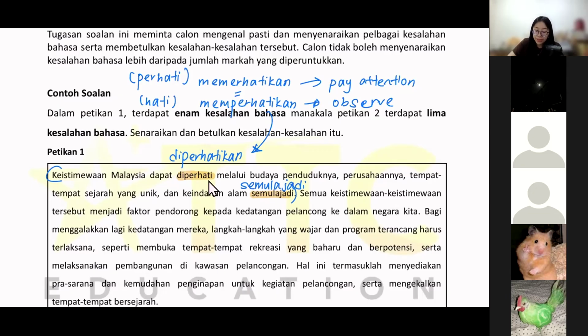Okay, now we go for the next sentence. In this sentence, we have dua kesalahan. Easy question as well. Semua, okay, yes, correct. Remember, semua is kata bilangan, so you are not allowed to put kata ganda, keistimewaan-keistimewaan. Just put one is enough, because semua already means all. Keistimewaan is a lot. Okay, now there's one more.